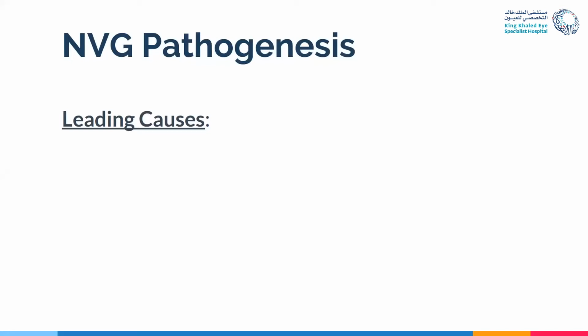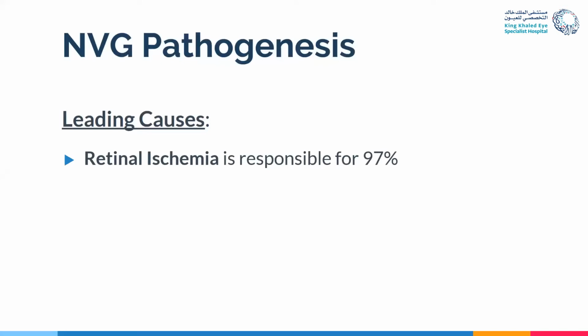Leading causes mainly retinal ischemia, diabetic retinopathy. Okay, so excellent. So retinal ischemia is responsible, as Layan mentioned, for about 97% of cases of neovascular glaucoma. Once you see a neovascular glaucoma, in 97% of cases, you need to think about retinal ischemia.